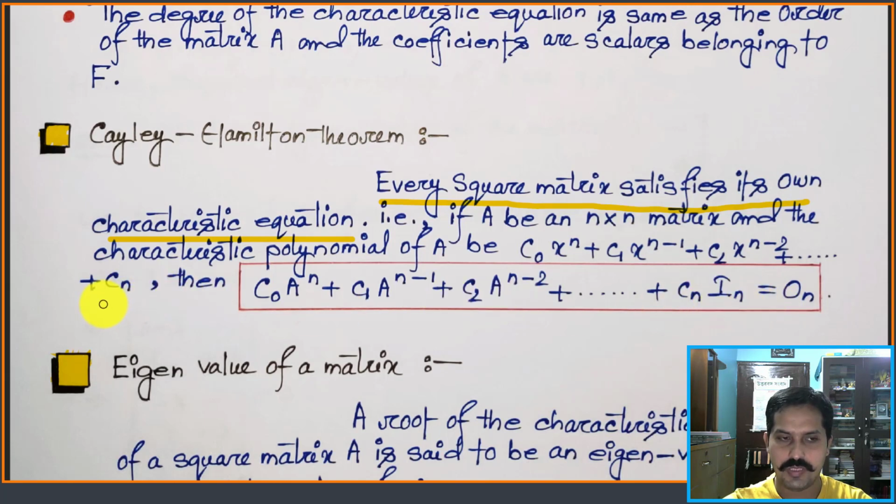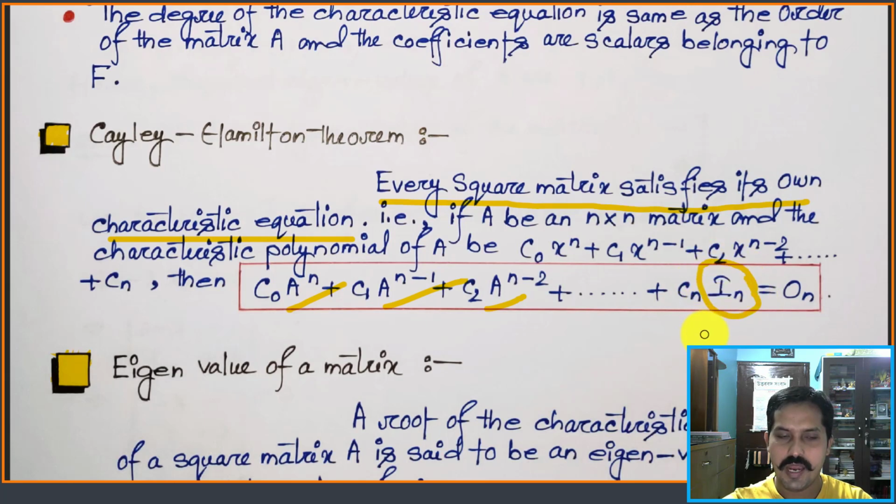This is the characteristic polynomial. Then capital A should satisfy this polynomial, means in place of x we have to write A. Or we can write it like this: c0 A to the power n plus c1 A to the power n minus 1 plus c2 A to the power n minus 2 plus dot dot dot plus cn. Actually here it is empty, right? But we cannot leave it empty because this is an equation of matrices. Here this is a matrix, this is a matrix, this is a matrix, so we have to put some matrix here.